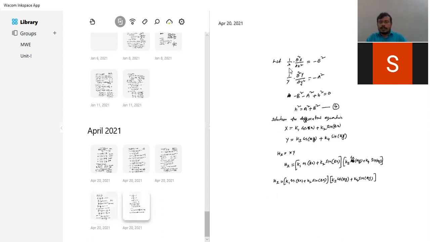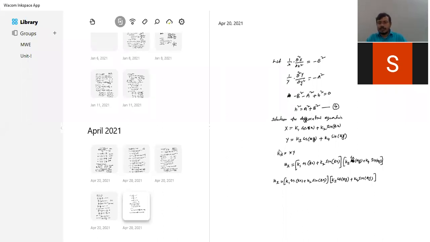So I'm taking 1 by X into dou square X by dou x square equal to minus b square. Let us take 1 by Y into dou square Y by dou y square equal to minus a square. Now substitute this in the previous equation. So we have minus b square minus a square plus h square is equal to 0. So from that, h square is equal to a square plus b square.